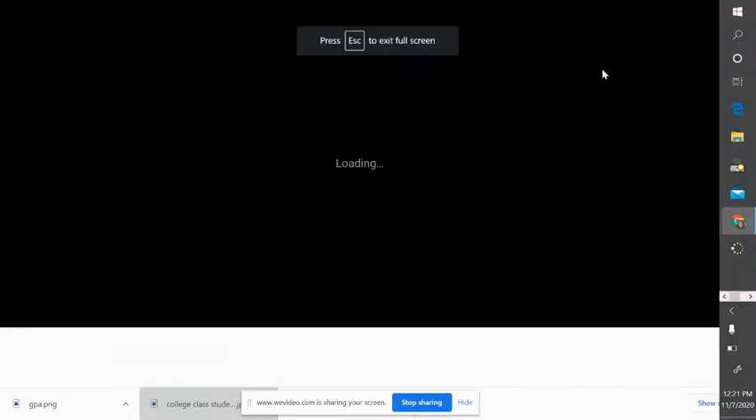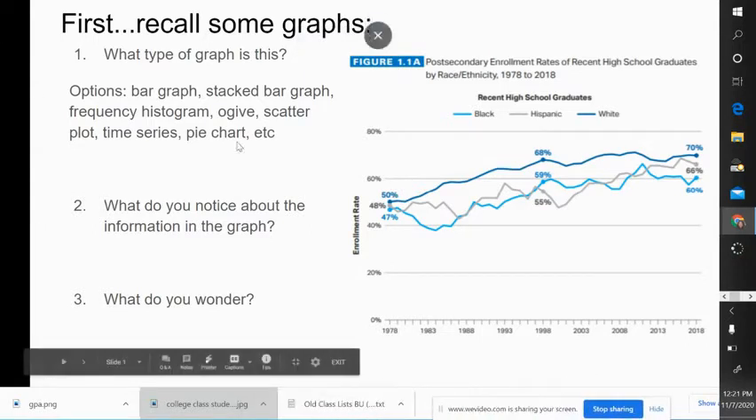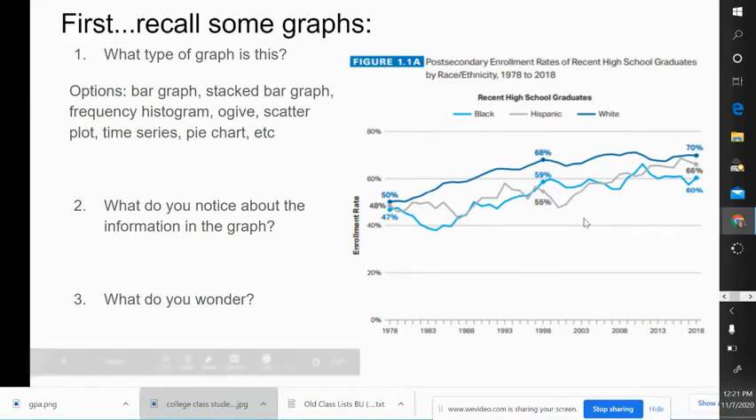Okay, so we're going to talk about section 2.3, but before we do, I want to remember some stuff. What type of graphs are these? I was looking up some information about education and found some graphs. This one says post-secondary, which means after high school: enrollment rates of recent high school graduates by race and ethnicity from 1978 to 2018.